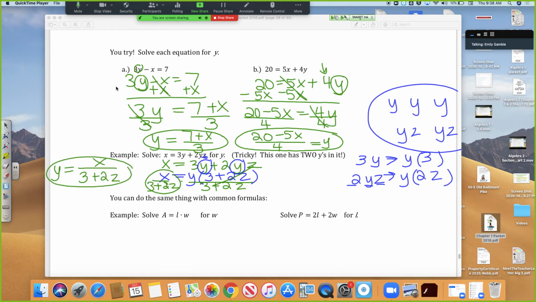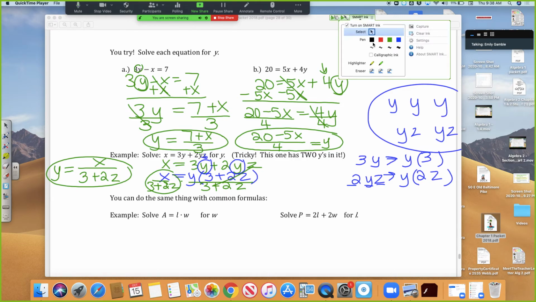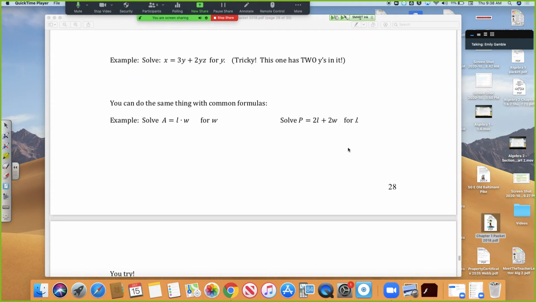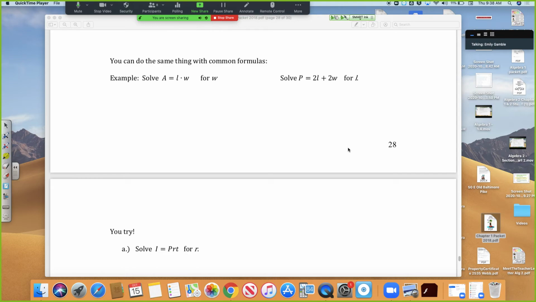And the way that we got that is by first factoring out the y, since we couldn't combine them together. And then once we had it factored, all we needed to do was divide. So the whole point of this section is to show that it's helpful for us to solve for different variables with common formulas. So what we're going to do now is look at some common formulas we use all of the time, and we're going to solve for specific variables.